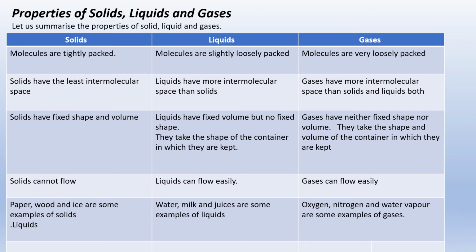Gases have neither fixed shape nor volume. They take the shape and volume of the container in which they are kept. Solids cannot flow. Liquids can flow easily. Gases can flow easily. Now, examples of solids are paper, wood, ice. Water, milk and juices are some examples of liquids. Now, nitrogen, oxygen and water vapor are some examples of gases.